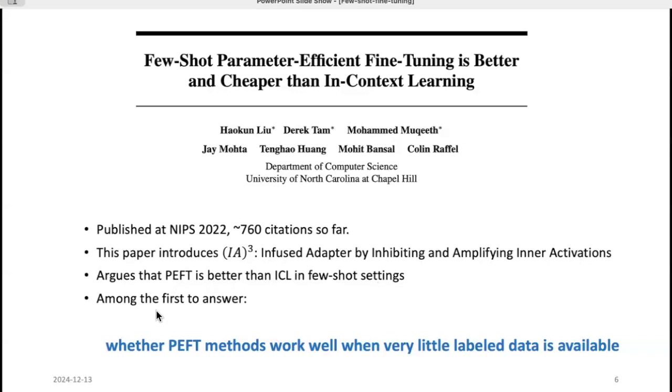compute-wise. I think it's among the first papers to answer whether PEFT-like methods can work well when you only have very limited labeled data for the training, for the fine-tuning. So I think this paper is kind of the first few, maybe just the first. It's the first paper to try to answer this question: if you have, say, just tens of examples, maybe from 10 to 70 examples, whether the PEFT methods can still work.